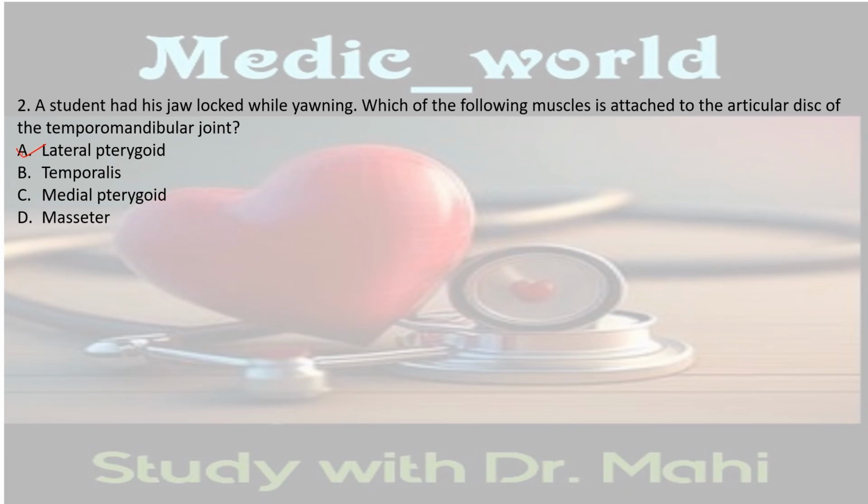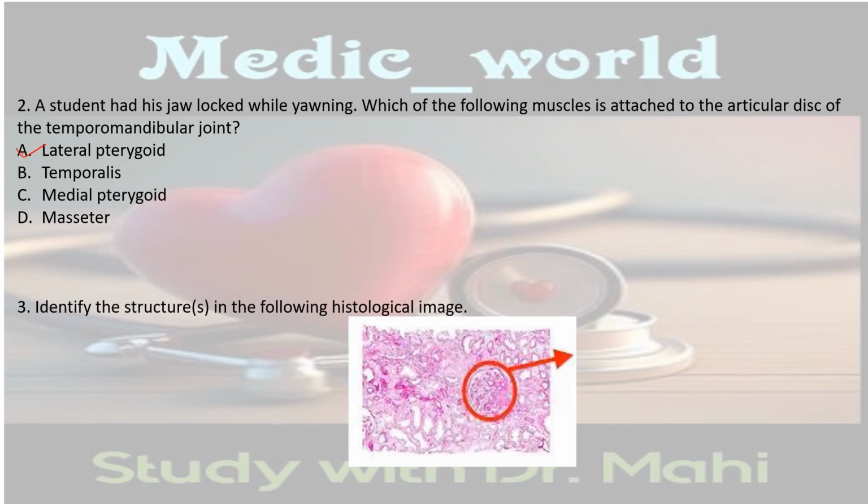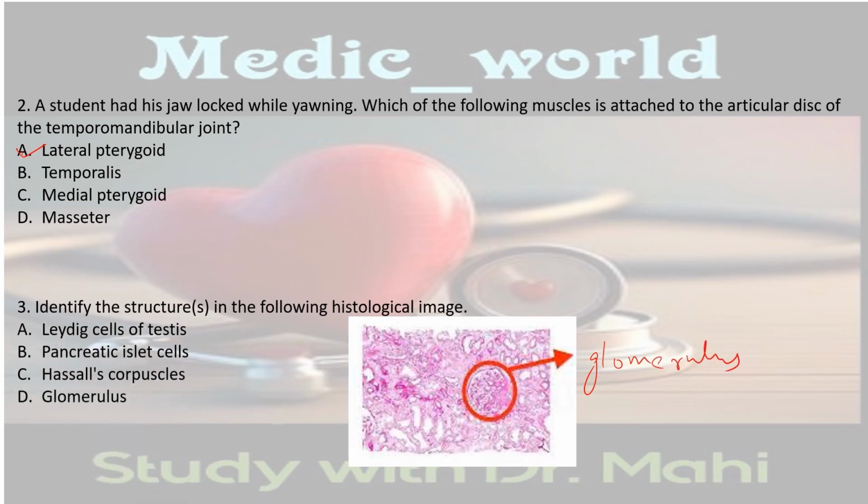Now, the next question, identify the structures in the following histological image. Here in the histological image, we can identify the structure as glomerulus. So the answer to this question is option D, that is glomerulus.